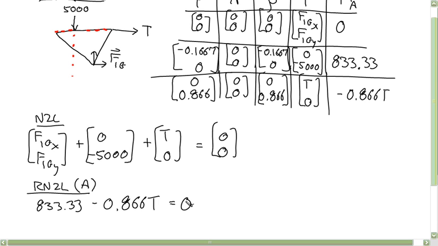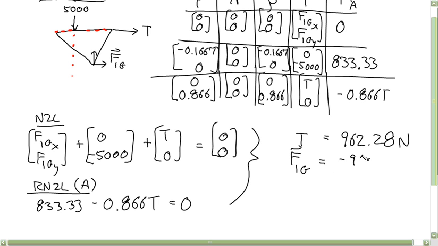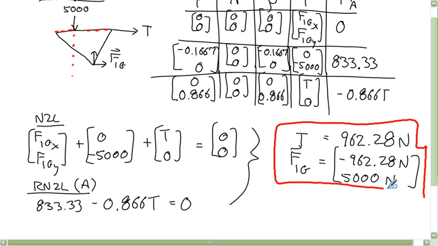And just to cut down on the big matrix that we have to solve at the end, I'm going to take advantage of the fact that right here we have 3 equations and 3 unknowns and just solve for these now. So that gives us T is equal to 962.28 and F1G is negative 962.28 and 5,000. Anyone still with me after that step? Got that result? Nice. All right.